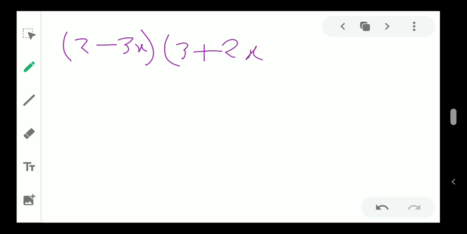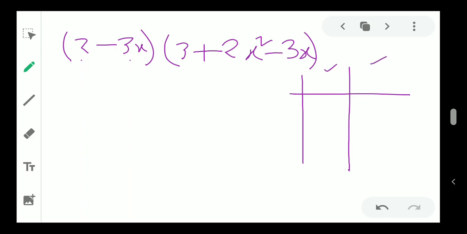Now coming to a little bit more complicated one. Let's say (2 minus 3x) and (3 plus 2x squared minus 3x), and I want to multiply them. This is the ultimate one. Here we have two terms, so I will make two separations, 1, 2. The first term is my 2, the next term is my minus 3x.